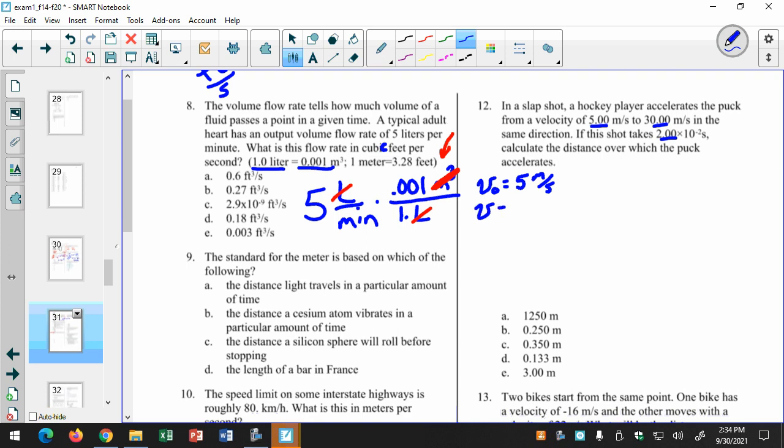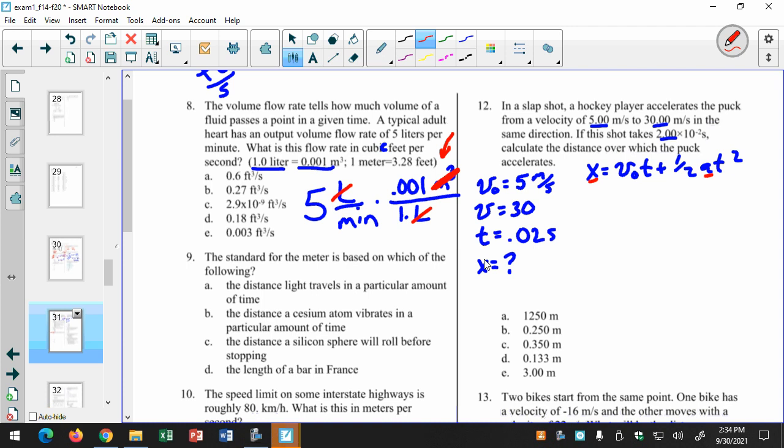The final velocity is 30 meters per second. The time is 0.02 seconds. That's 2 times 10 to the minus 2. And I want to know what x is equal to. Now notice that I can't right away solve for x because I don't know the acceleration. Right? Because if I write the equation for x, it's v naught t plus 1/2 a t squared. But notice that I don't know x and I don't know a.